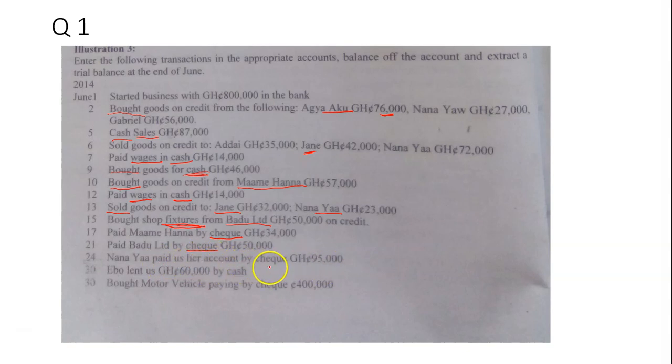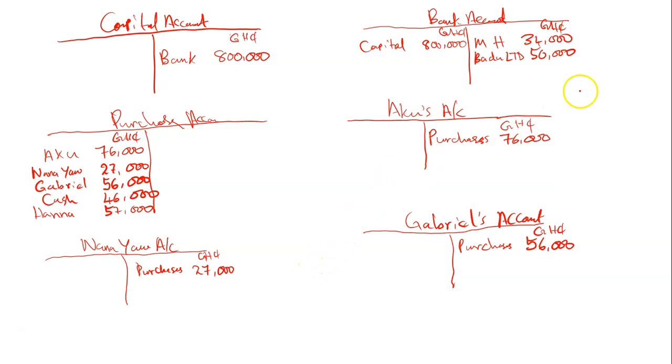Now, if Nanaya is paying us by check, that's through the bank, it means our bank account is increasing by 95,000 Ghana cedis. So since our bank account is increasing, we are going to debit our bank account and credit Nanaya's account because her account is decreasing. So let's debit our bank account, 95,000 Ghana cedis, in the name of Nanaya.